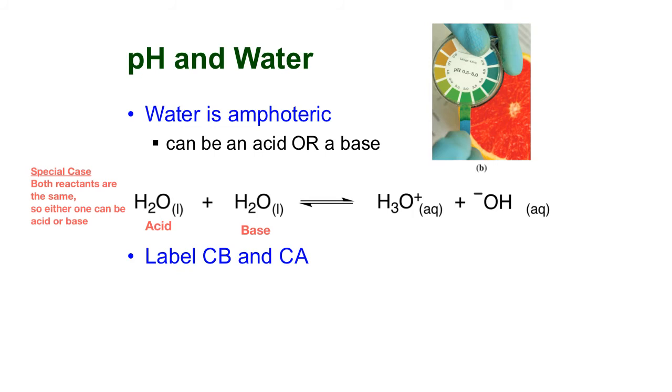Alright, so hopefully this is what you got. The conjugate acid is going to be this one because it's got a positive charge, and the conjugate base is going to be this one because it has a negative charge.